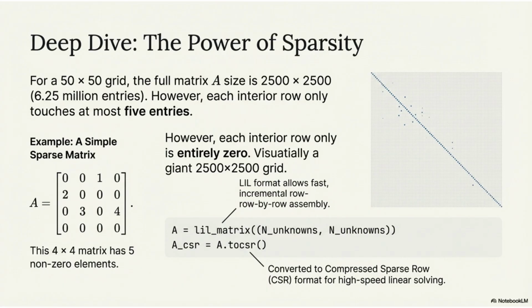A deep dive into sparsity shows that for a 50 by 50 grid, the matrix A is large, but each interior row only has up to 5 non-zero entries. We use the list of lists, or LIL, format for incremental row-by-row assembly. It is then converted to compressed sparse row, or CSR, format for high-speed linear solving.